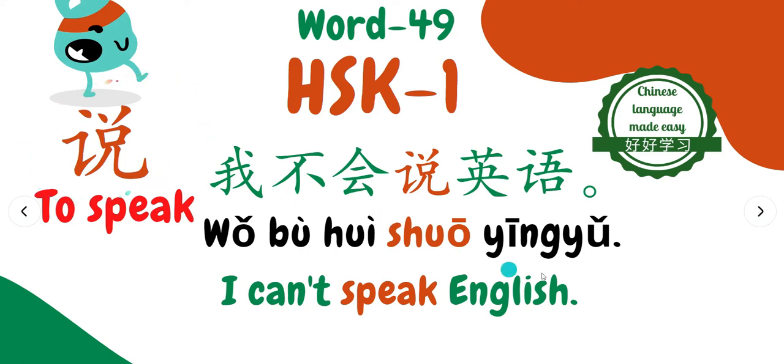我不会说英语. I can't speak English. 不会 means cannot, I'm not able to. 说 to speak, 英语 English. I'm unable to speak English. 不会, this is a tone sandhi of bu. So this bu is basically turning into a second tone along with this tone. So 我不会说英语. I cannot speak English.